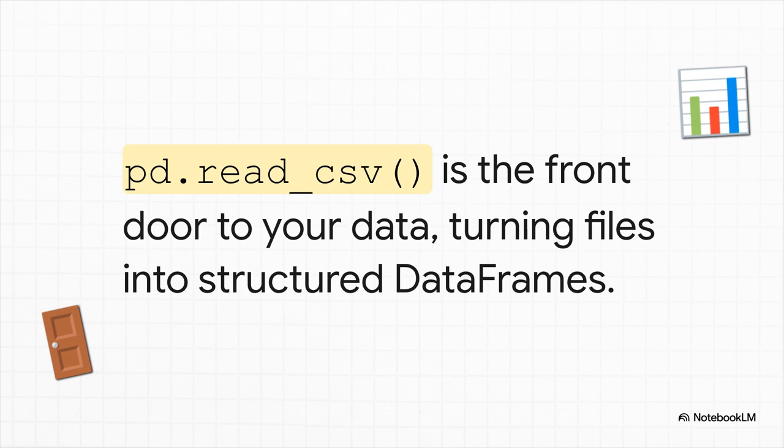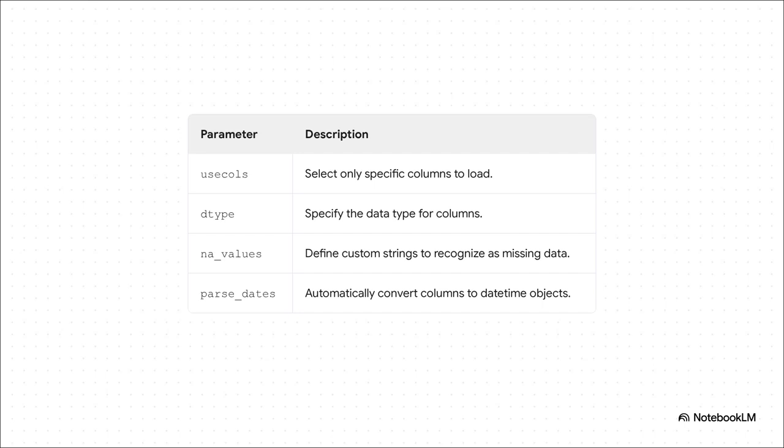But its real power isn't just loading the file. It's in all the optional parameters that let you control exactly how that data gets loaded. Now, these 4 parameters right here, they're like your secret weapons for clean, efficient data loading. They give you control over what data comes in and how Pandas understands it from the very beginning, which will save you massive headaches later on.